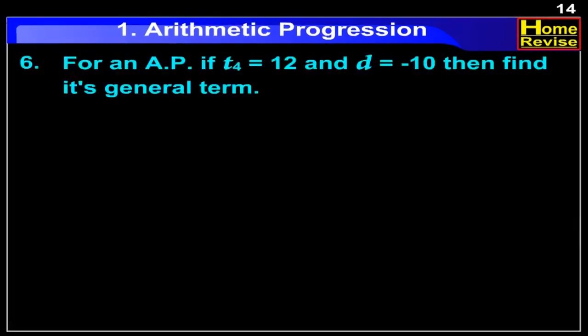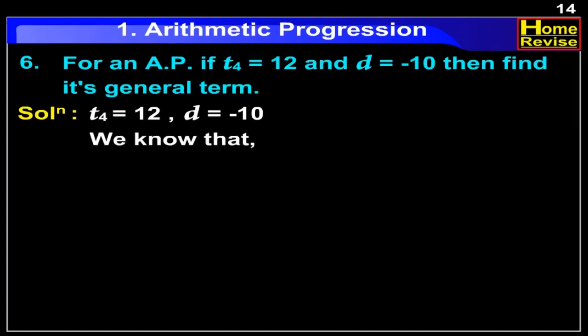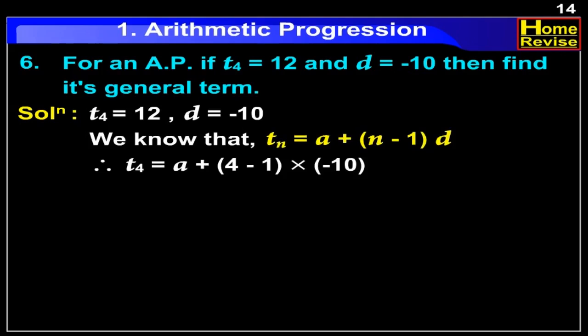For an arithmetic progression, if T4 is equal to 12 and D is equal to minus 10, then find its general term. Solution. It is given that T4 is equal to 12 and D is equal to minus 10. Also, we know that Tn is equal to A plus n minus 1 into D. Therefore, T4 is equal to A plus 4 minus 1 into minus 10.